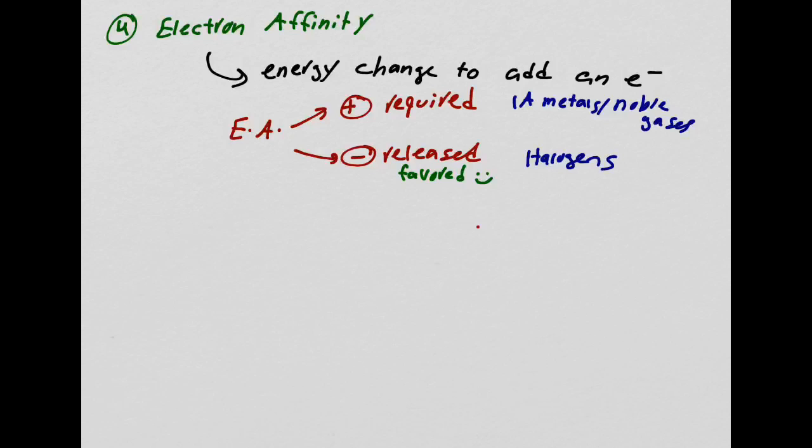Halogens want to add an electron to look like a noble gas. Because if a halogen adds one electron, it's going to look like a noble gas. So this is favored. Not only is energy not required, some energy is actually released, because it's a favored process. So ionization energy is always positive, because you will always require energy to remove an electron.